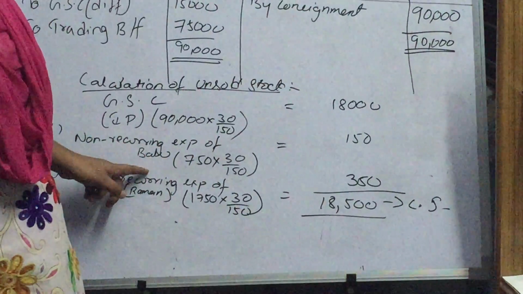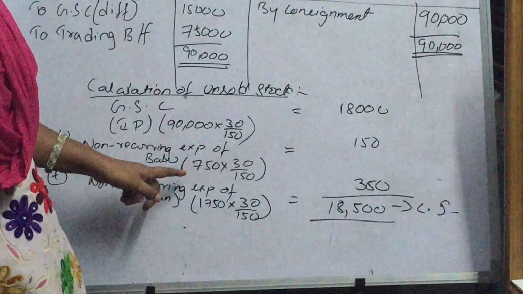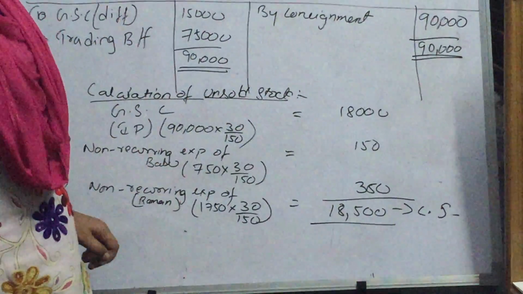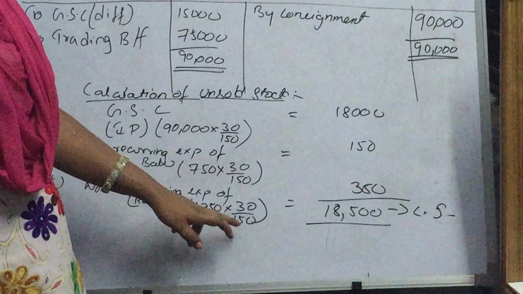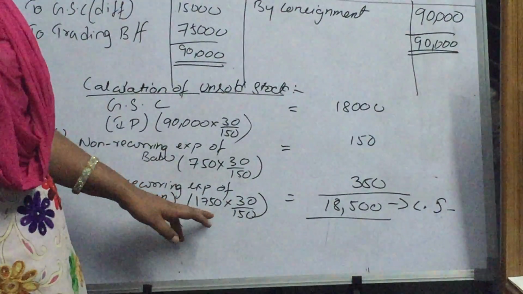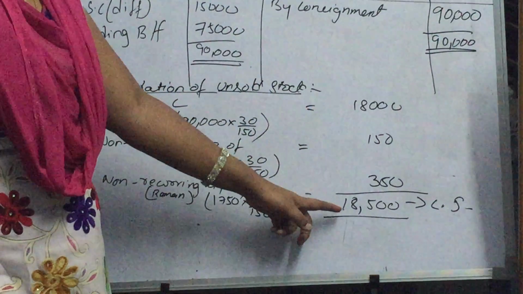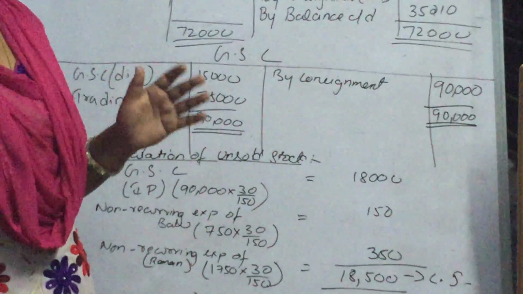Non-recurring expenses of Balu. Balu is a consignor. Every time you should take the consignor's expenses. So 750 into 30 by 150, 30 is unsold. So you will get 150. Next, non-recurring expenses of Raman. 1750 freight, nature is freight. So we should take 30 by 150, then you will get 350. So sum up, how much you will get? 18,500. And in the problem he has given invoice and cost price.